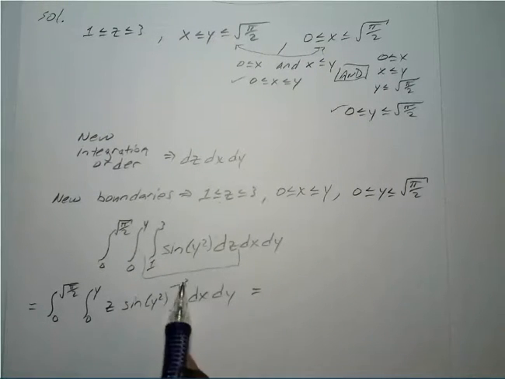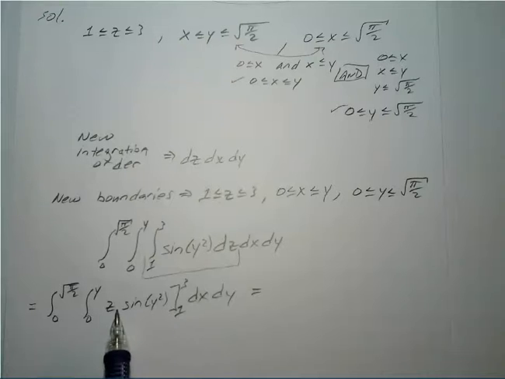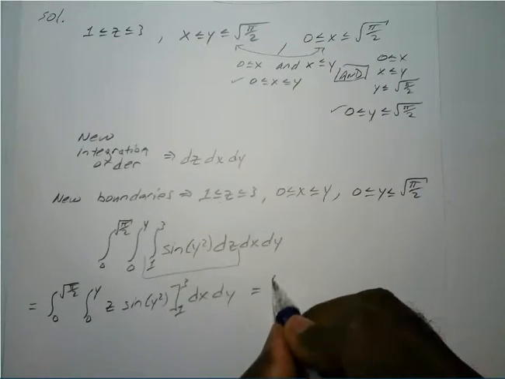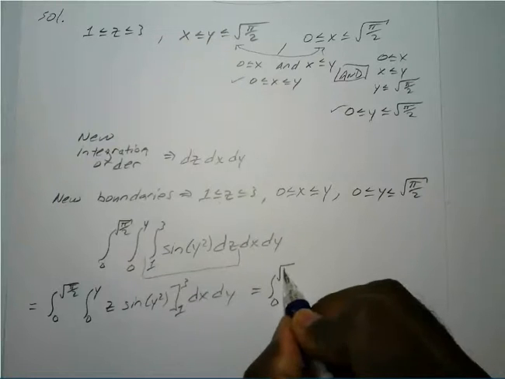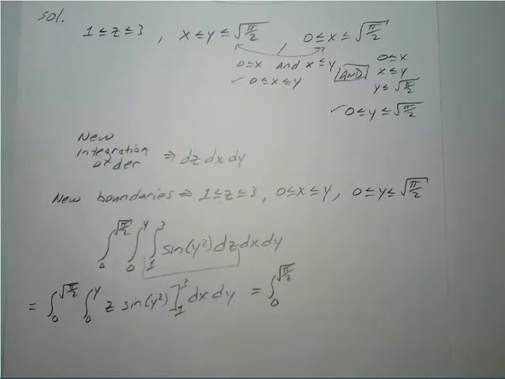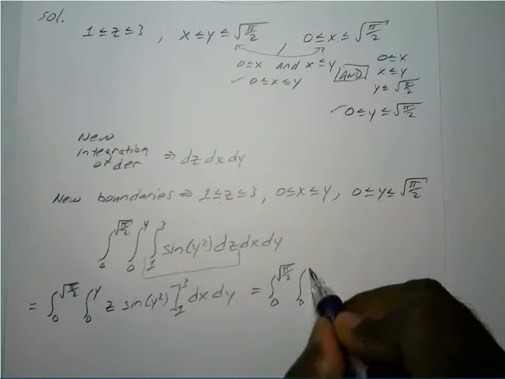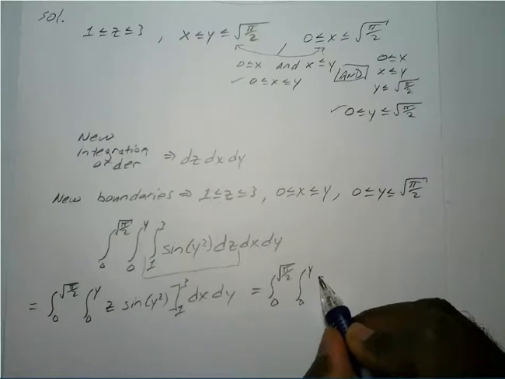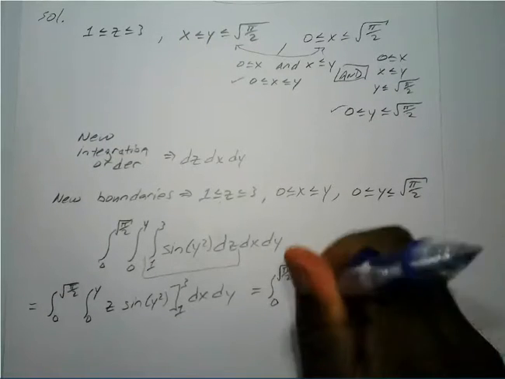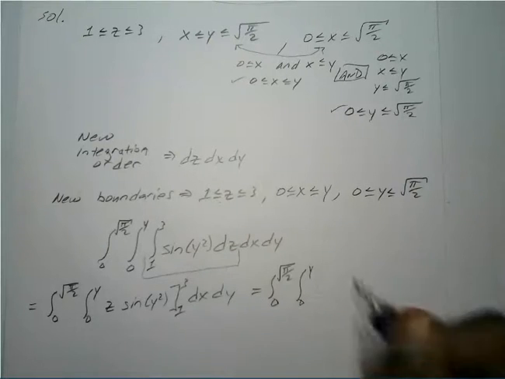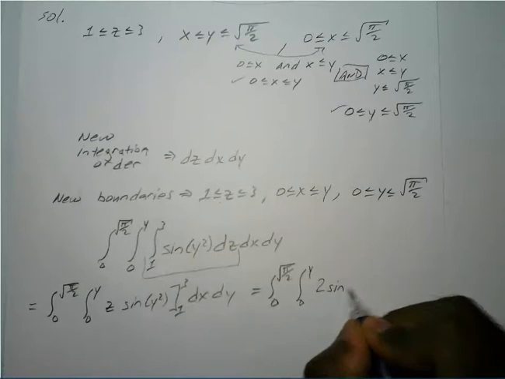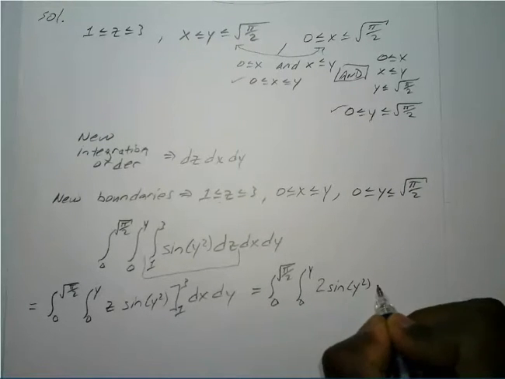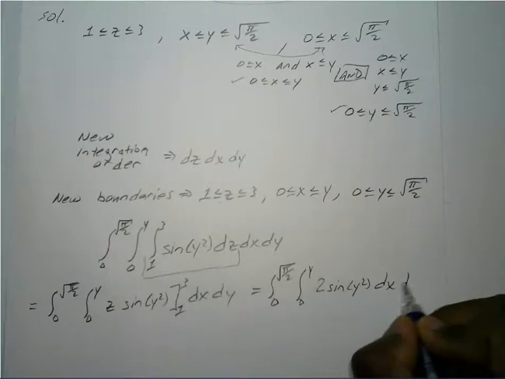And if you remember, you plug in the 3, then you minus the 1. You get 3 sine y squared minus 1 sine y squared. We get the integral from 0 to square root of pi over 2, from 0 to y, and we have 2 sine y squared dx dy.